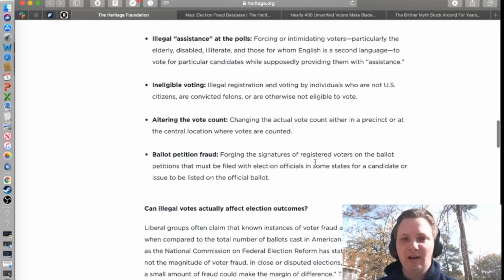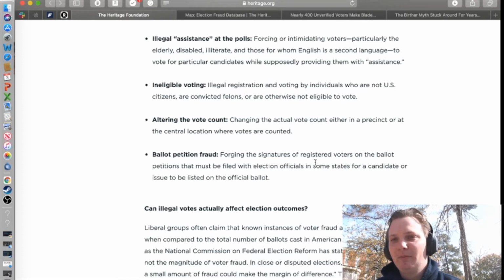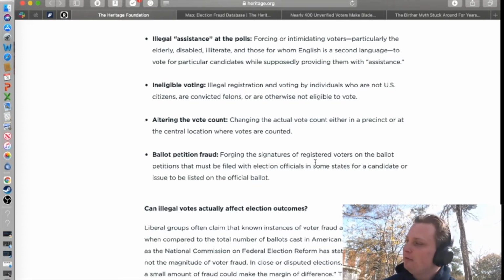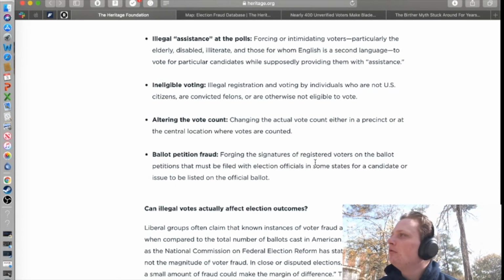You also have illegal assistance at the polls, either by a poll worker, family member, or caretaker, where they're helping someone place their vote because maybe they can't see, or are hard of seeing, or don't know about the candidate, or are elderly, or whatever the case may be, but you are voting for that person, and that is not allowed. You also have altering the vote count, which is essentially changing the vote count in a precinct on the way to the central location where the votes are tallied.